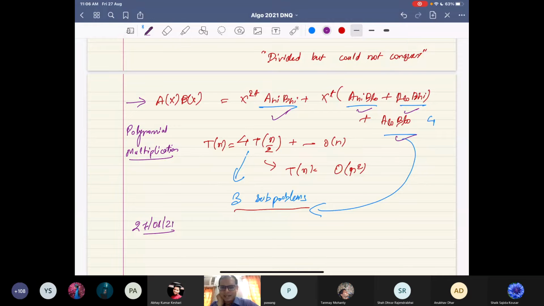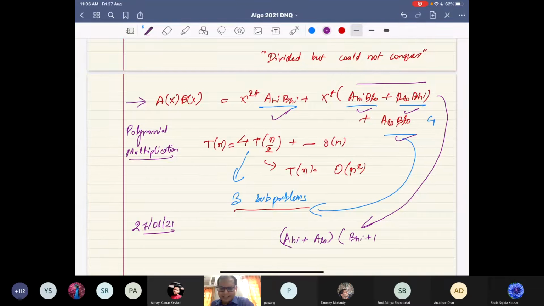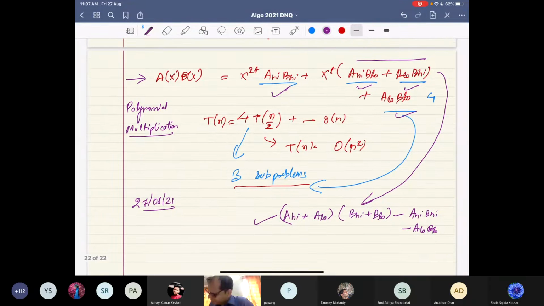If you multiply them. Sir, we can write the middle term as AHI plus ALO into BHI plus BLO, minus AHI BHI minus ALO BLO. So here's something. He's saying this term I can write as AHI plus ALO times BHI plus BLO minus AHI BHI minus ALO BLO. Can everyone verify this is fine? Yes, sir. Okay. Fine, I can do that. But how does that help?